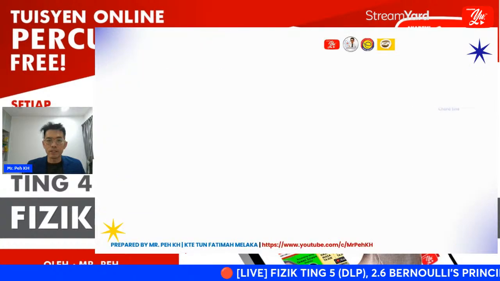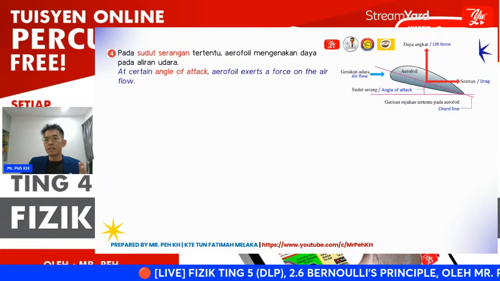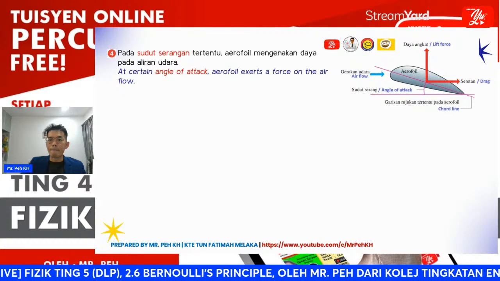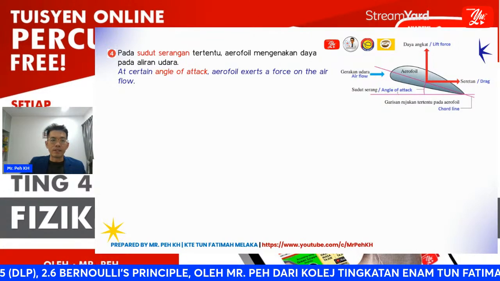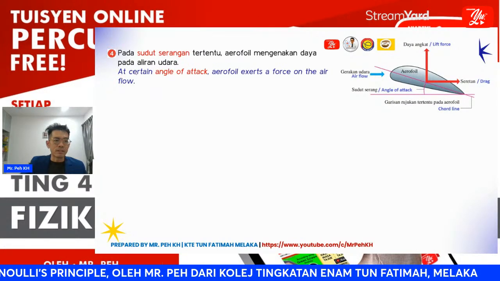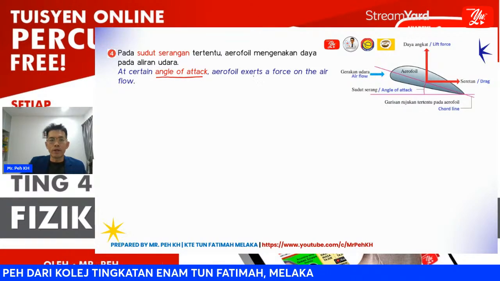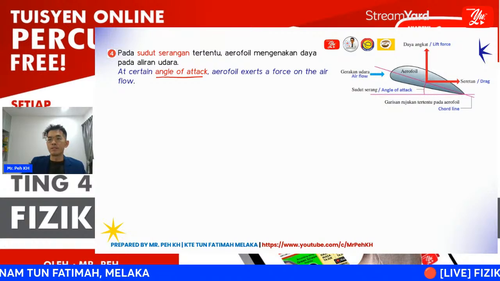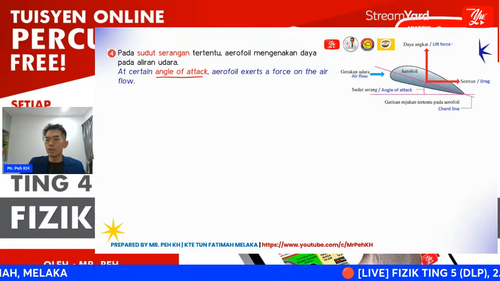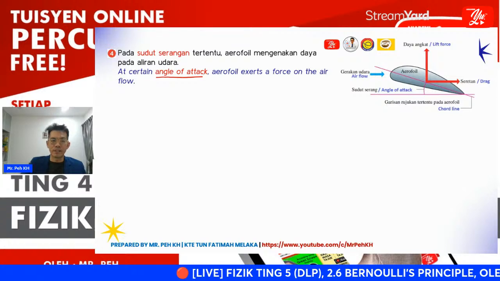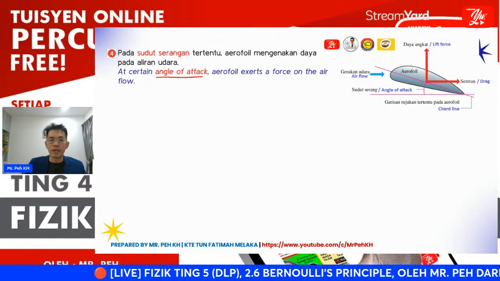Okay, so next, another lift force is actually created by the aerofoil at a different angle. So here, at a certain angle of attack, the aerofoil exerts a force on the air. So that means besides the lift force we discussed just now, there is an additional lift force because of the angle of attack. So what is the angle of attack?